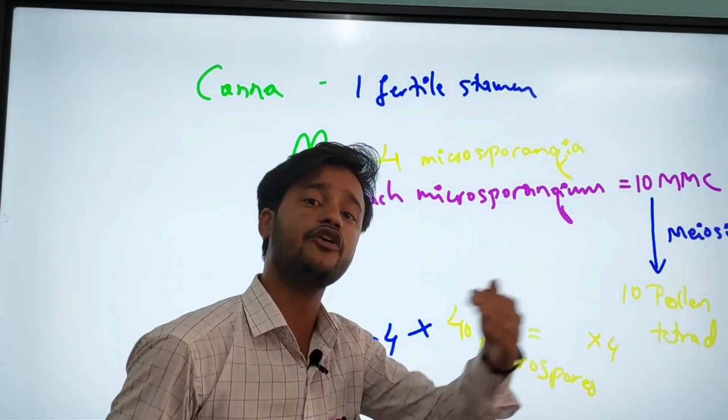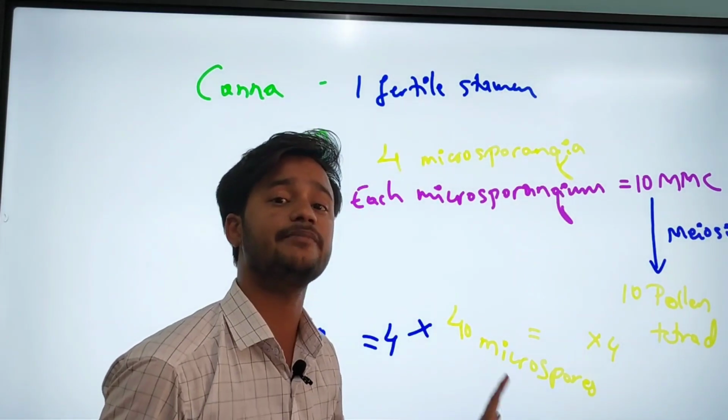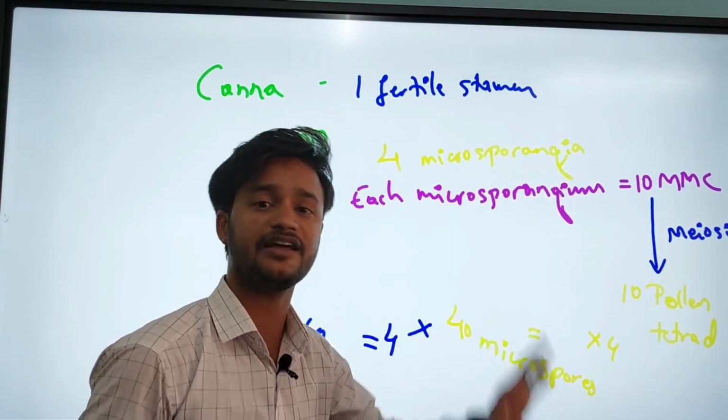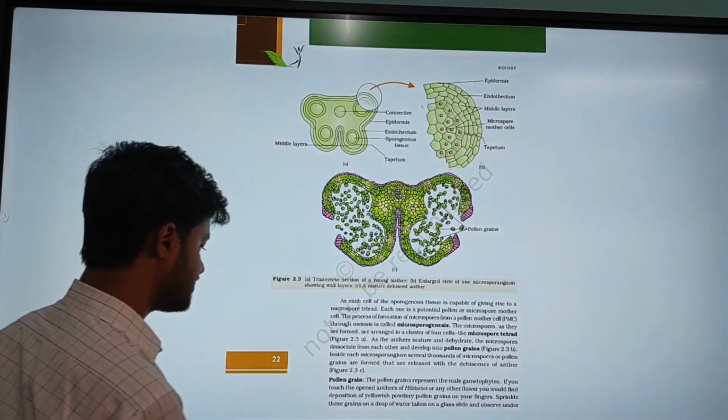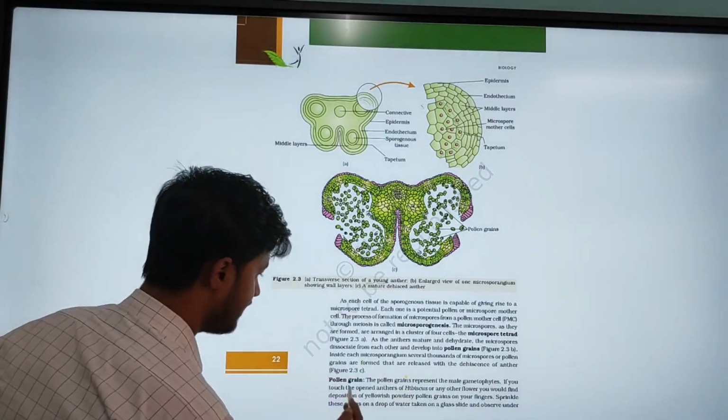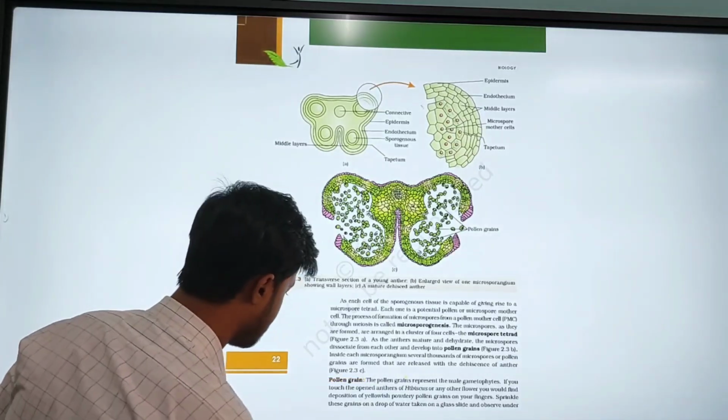What is another name for microspore? It is also called the male gametophyte, the structure of the pollen grain, right? Yes, the structure of the pollen grain. Let us discuss the structure of the pollen grain.